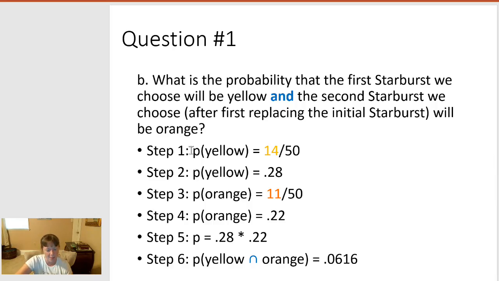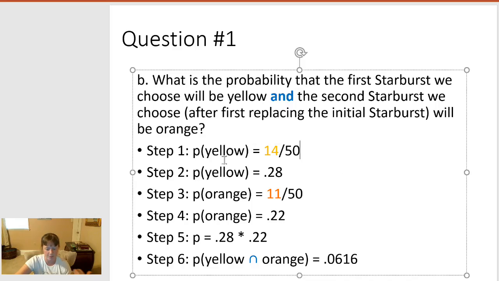First I take the probability of the yellow one, which is 14 over 50, because there's 50 starbursts, to get 0.28. That's the general probability of just pulling out a yellow one. And then I figure out the probability of an orange one, 11 over 50, and now I get 0.22. That's the probability of pulling out an orange one. Because these are independent events, I can just multiply the probabilities together to get what's called the joint probability of them both occurring, first a yellow one and then an orange one. As long as they're independent, that will be the correct probability, or 0.06.